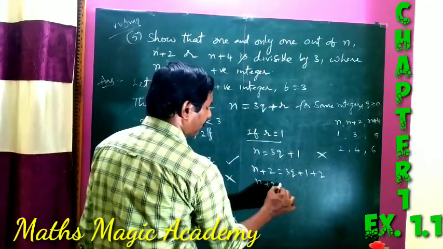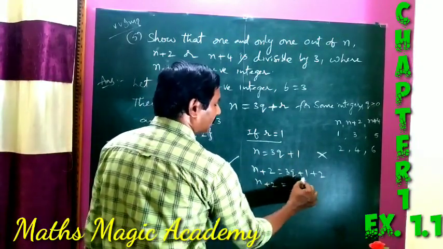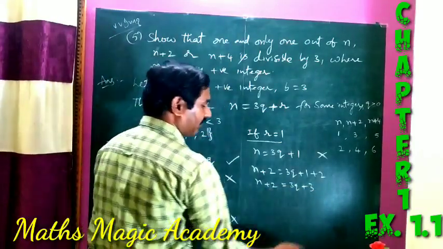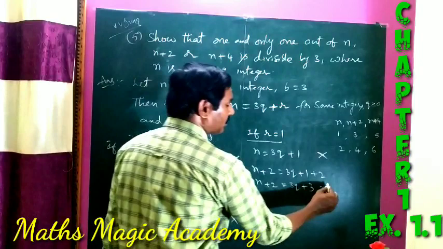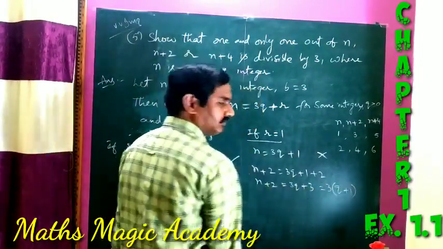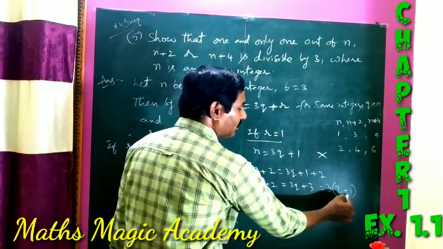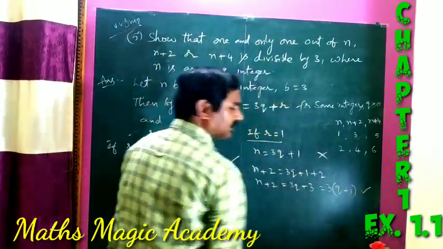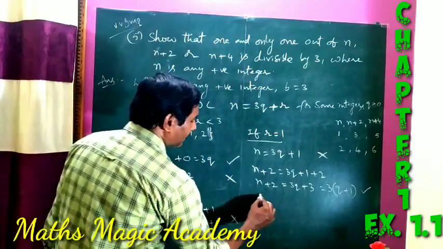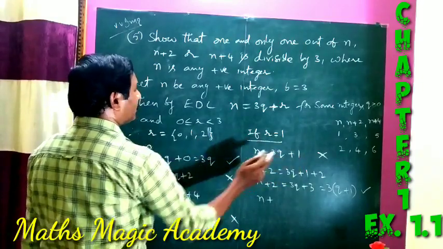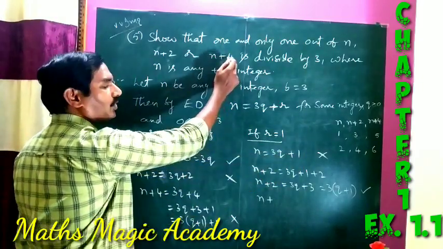I am adding 2 on the left hand side and right hand side. What am I getting? n plus 2 equals 3q plus 3. When I get 3q plus 3, there is a possibility to take 3 common and the remaining is q plus 1. So it is 3 into something. So it is divisible by 3. Same like that, n equals 3q plus 1. For this we have to add 4 on both sides.